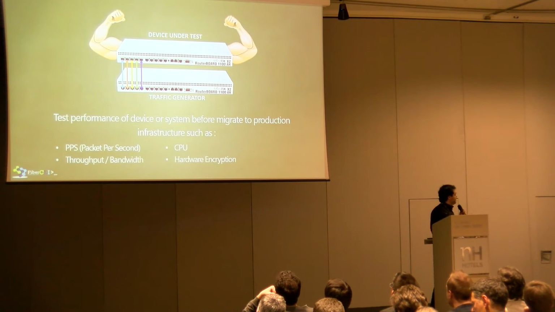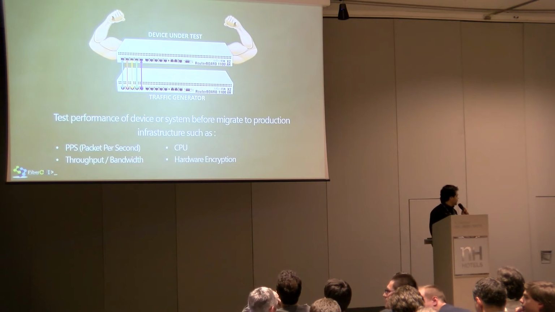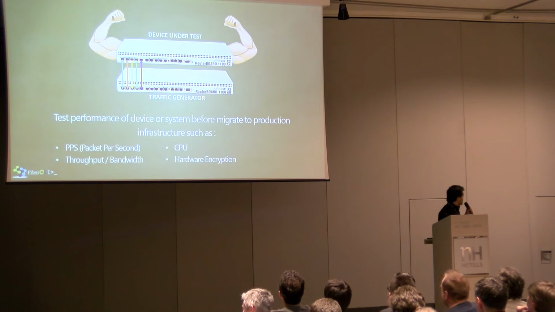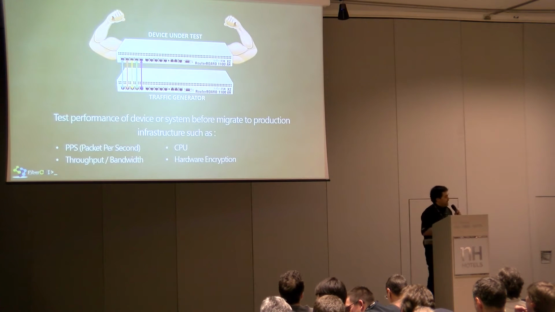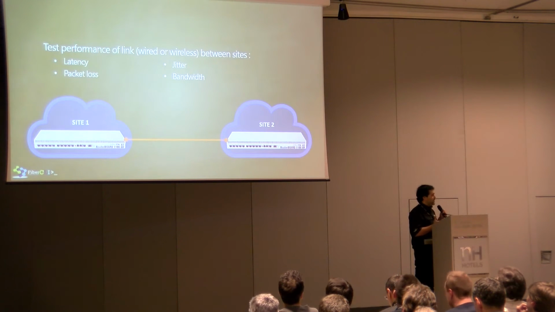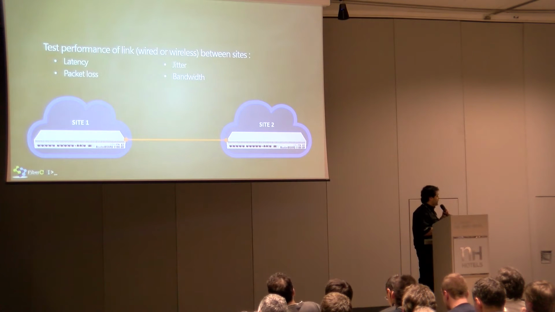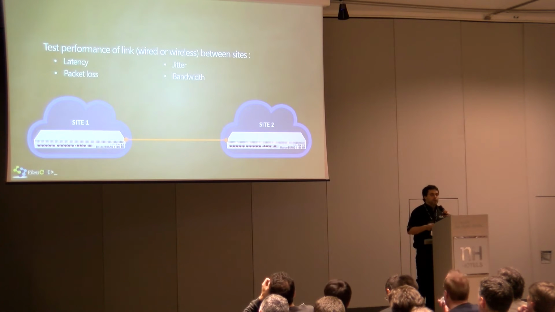When we use this tool, there is a first or second step in every design: you need tests before going to the production system. In this case, we use the traffic generator for throughput, for CPU, for PPS, and so on. What kind of links do we test? For example, wireless links, point-to-point, point-to-multipoint, and also Ethernet links and so on. We can test not only the system, not only the device, we can test latency, packet loss, and so on and so on.